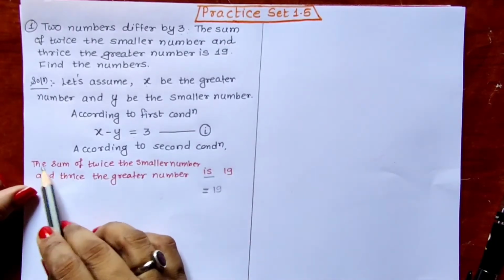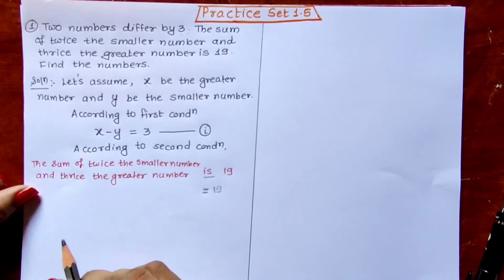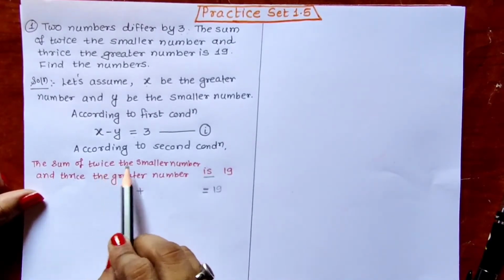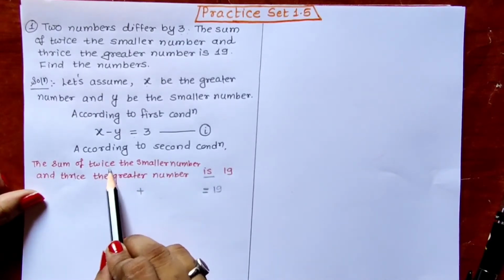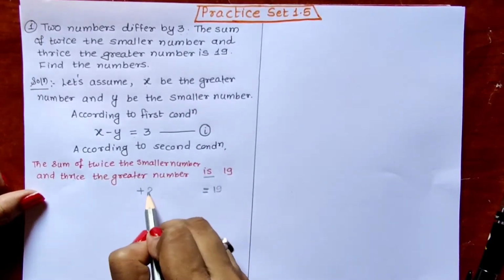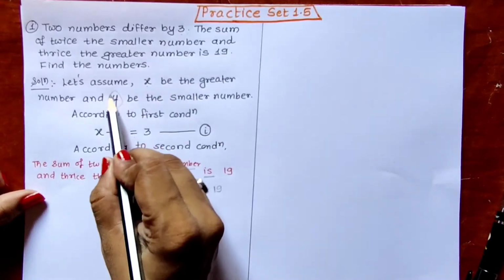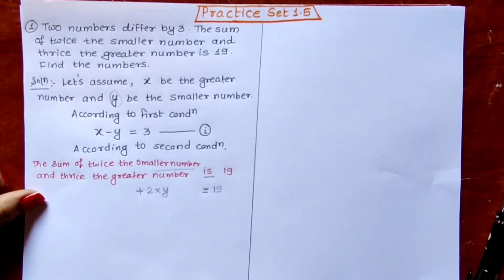So sum of means what? Total means what? Addition. So we have to write addition. Addition of what? Twice the smaller number. Twice means 2 times. 2 times means 2 multiplied by what? Smaller number. Which number have we taken as smaller? y we have taken as smaller. So 2 multiplied by y.